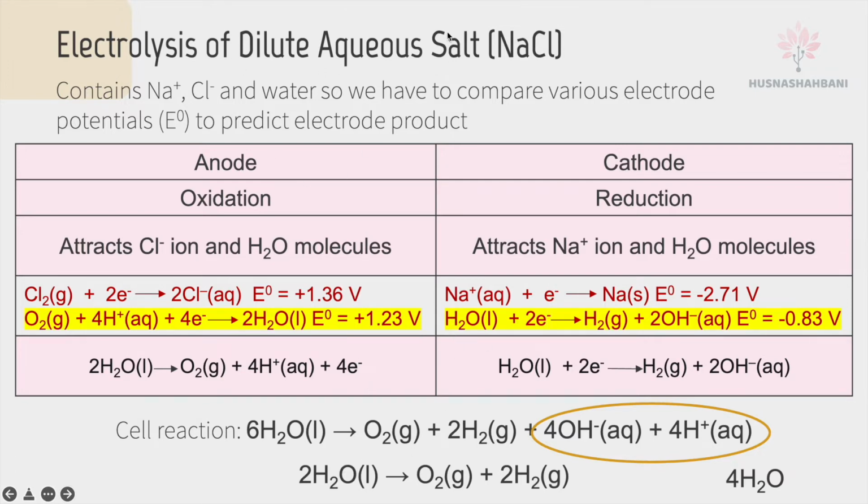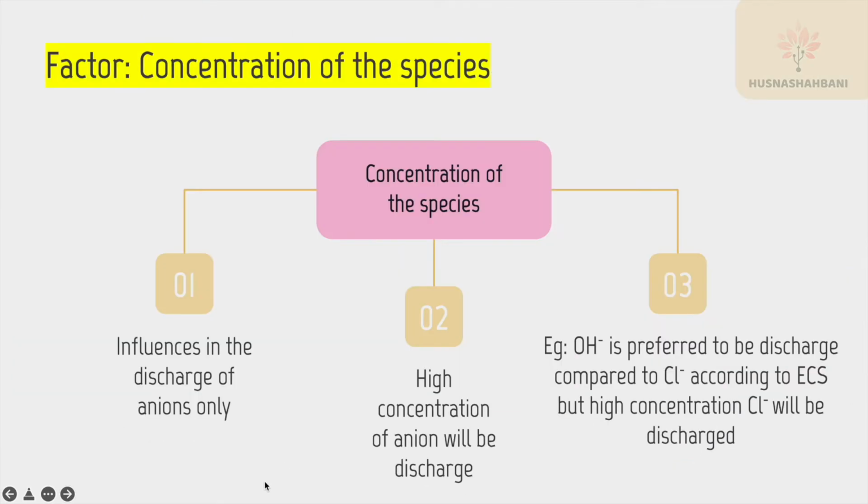Okay, for dilute aqueous, you have more than one product at the anode and cathode, so you have to choose which one by looking at the electrode potential. Next factor, concentration of species. It influences the discharge of anion only. Concentration, look at the discharge of anion, the negative charge. High concentration of the negative charge will be discharged. We ignore the electrode potential value.